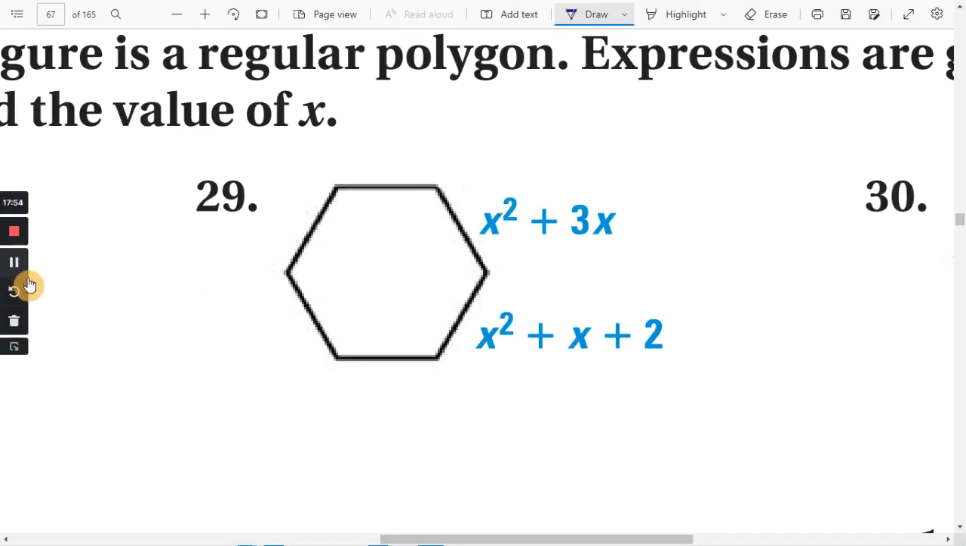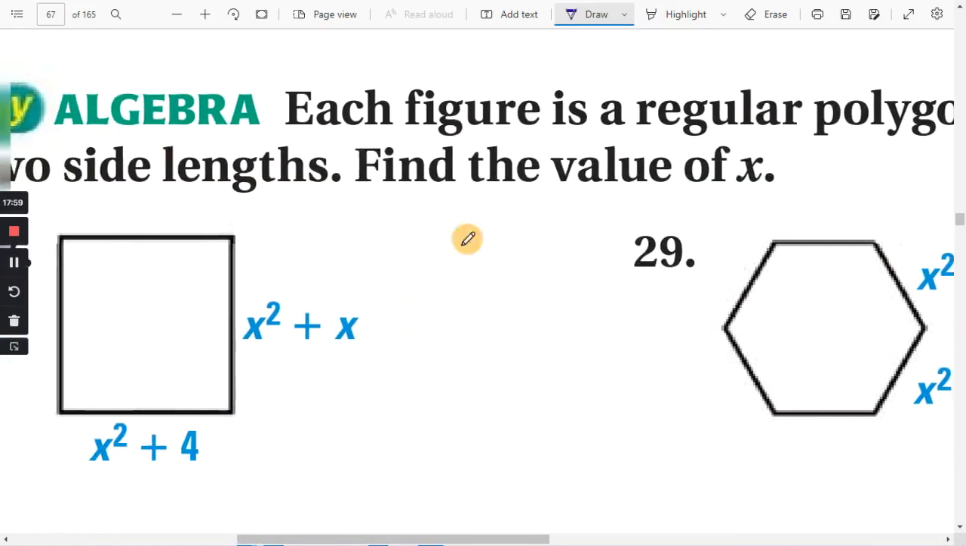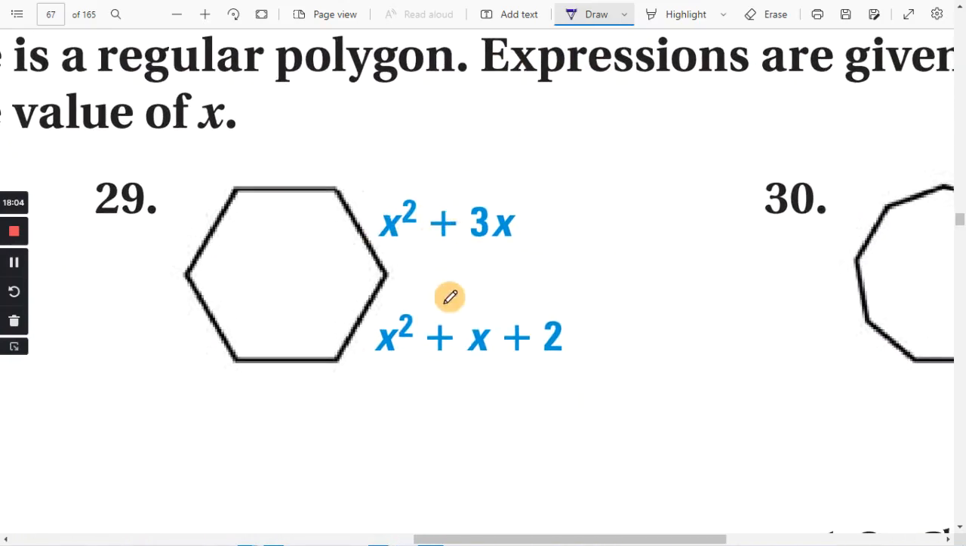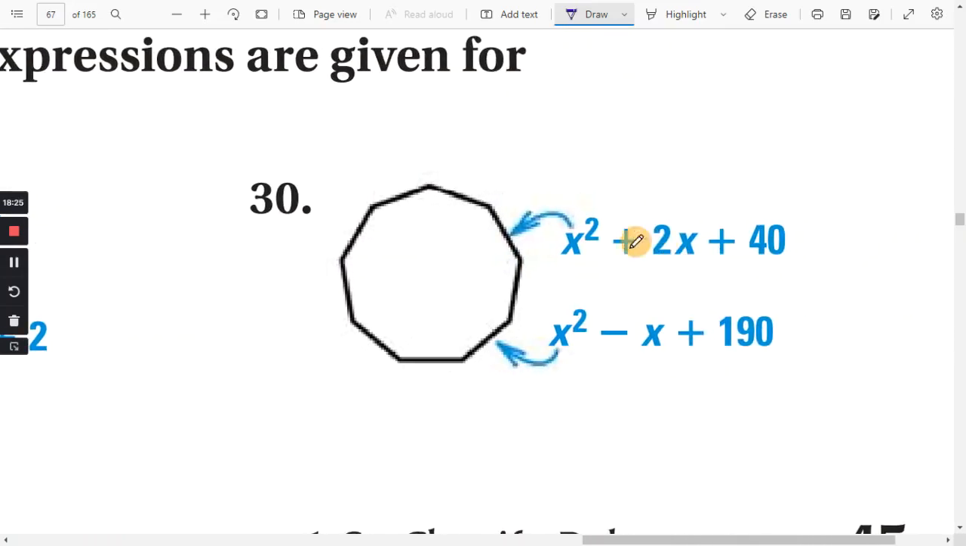Just real quick, I would like to point out, I might give you one of these problems, possibly, okay, but it says each figure is a regular polygon. So when you set these two expressions equal to each other, and you do minus x squared on both sides, the x squared should cancel on both sides, and you're left with this equals that. You can easily solve for x. Okay, so if I give you one of these, don't let the x squared intimidate you. Just subtract it from both sides when you set them equal to each other.